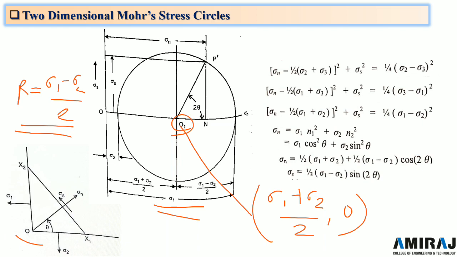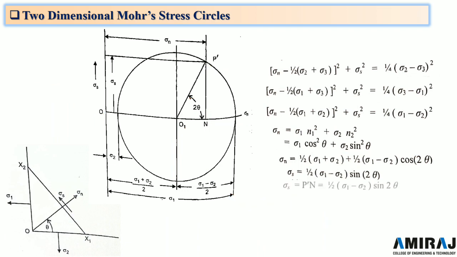Now take the radius O1 P dash at angle 2 theta from the sigma n axis. Draw P dash N normal to the axis OO1. Then the shear stress on the plane is given by sigma s equal to P dash N, which is equal to sigma 1 minus sigma 2 by 2 into sine 2 theta. So this will be the sine component. Now the normal stress is given by ON. ON gives the normal stress, and P dash N gives the shear stress.